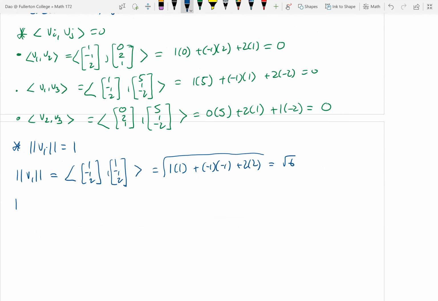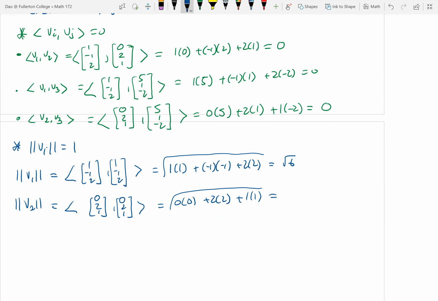And then V2, which is (0, 2, 1) and (0, 2, 1), which is 0 times 0 plus 2 times 2 plus 1 times 1. So that's 4 plus 1, that's radical 5.